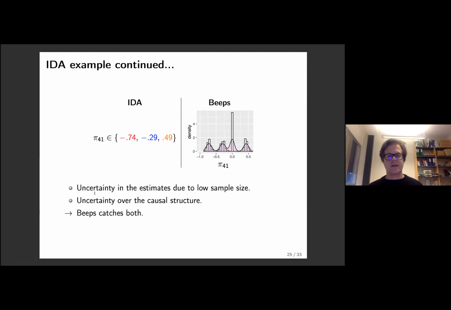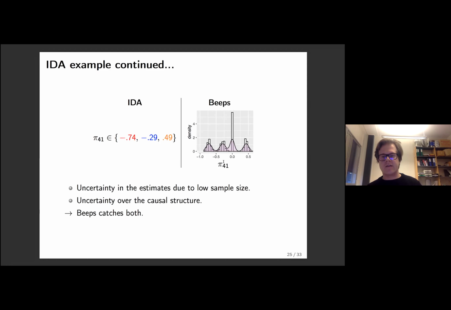For IDA, you get this interval or this set of discrete effects. With our methods, called peeps, we get this posterior distribution of a causal effect. As you notice, there are 4 peaks here. 3 of the peaks correspond to the estimates of the IDA. Note that each peak has a certain amount of variation due to low sample size, which was here 200.